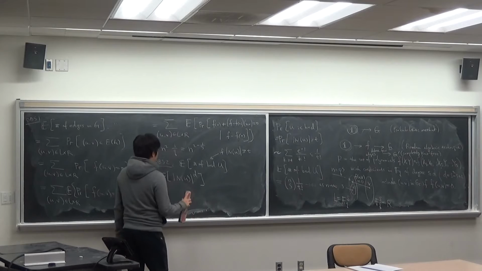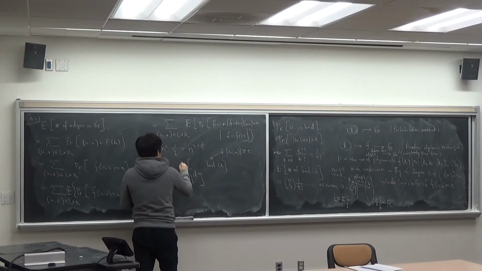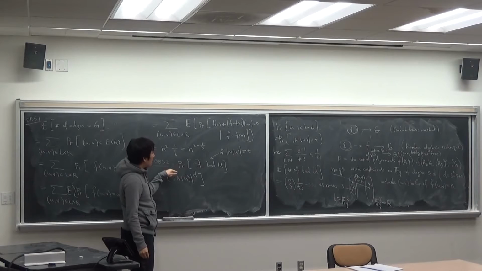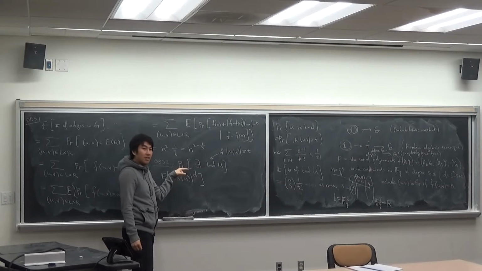Once I have this estimation, I'm actually interested in the probability that there exists a bad U. Once I have this estimation for the expectation of the cardinality raised to the power of d, I can use, I forgot whether it's Markov inequality or Chebyshev inequality, to estimate the probability that there exists a bad U.